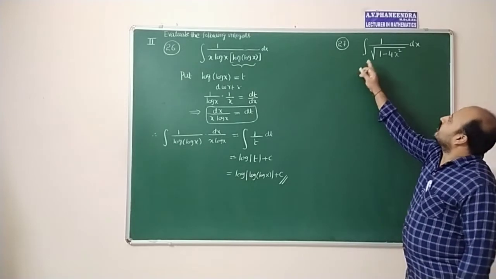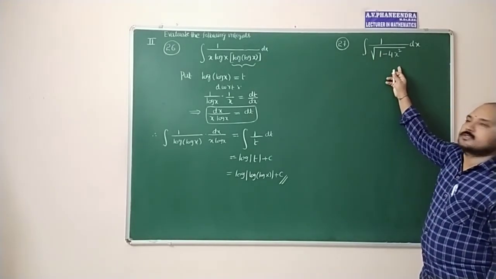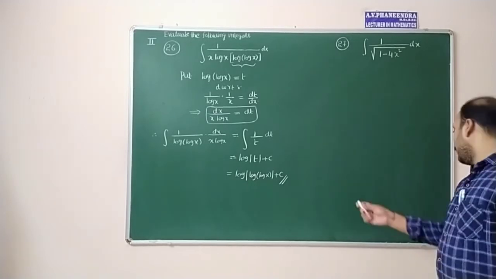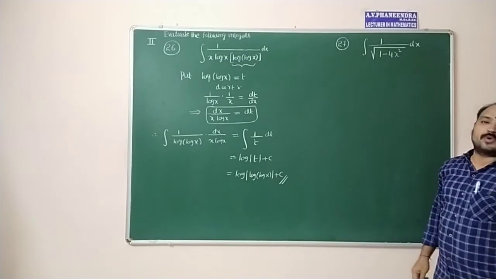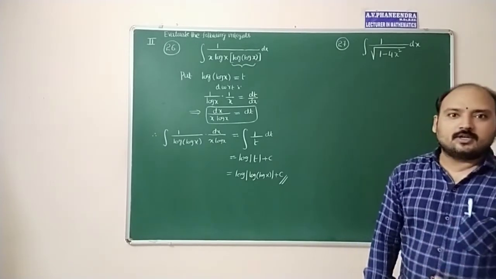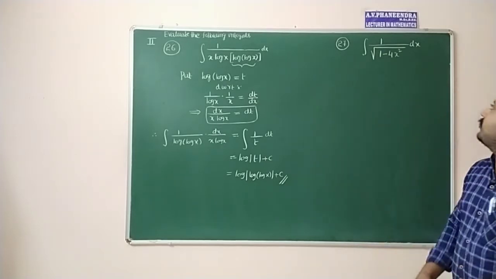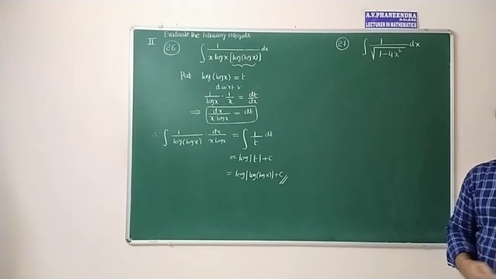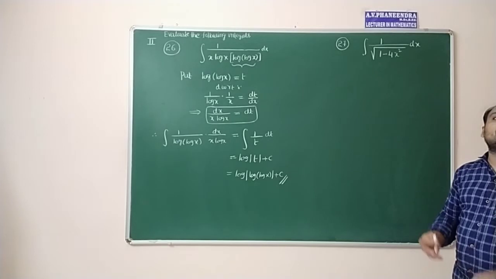Integral 1 by square root of 1 minus 4x square into dx. The next question here: integral 1 by square root of 1 minus 4x square dx. I already said that two types of methods we have to do here. One is making the coefficient of x square 1 by taking it common, and 4x square can be written as 2x whole square, and 2x we can take as a substitution.